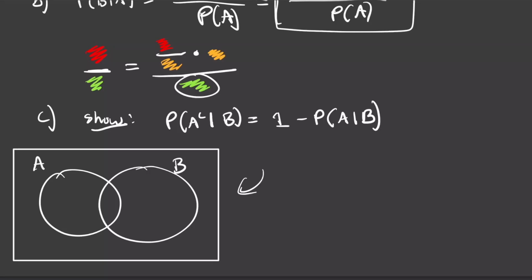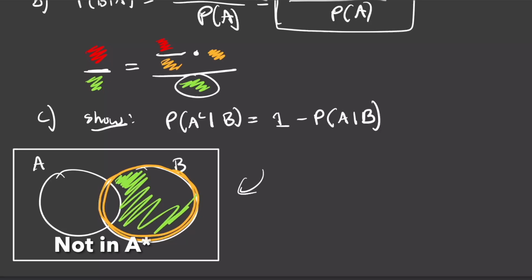So first of all, let's just understand what this equation is saying. What's the probability of A complement given B? Well, it's just going to be if we restrict our sample space down to the B bubble. And then what's the probability of A complement? Well, it's everything not in A, but in B. So right here.